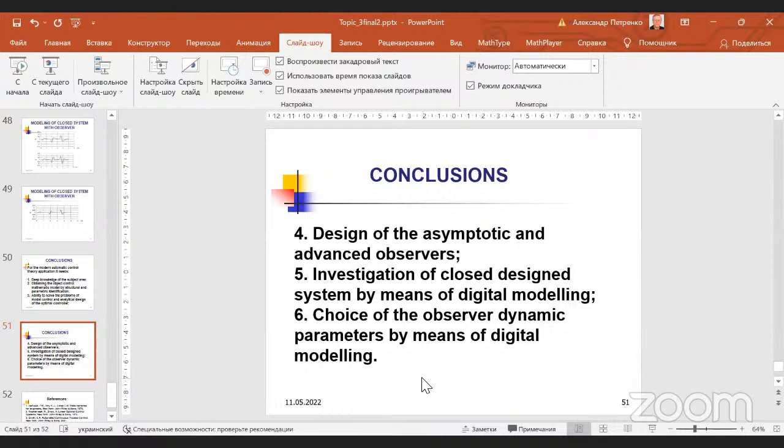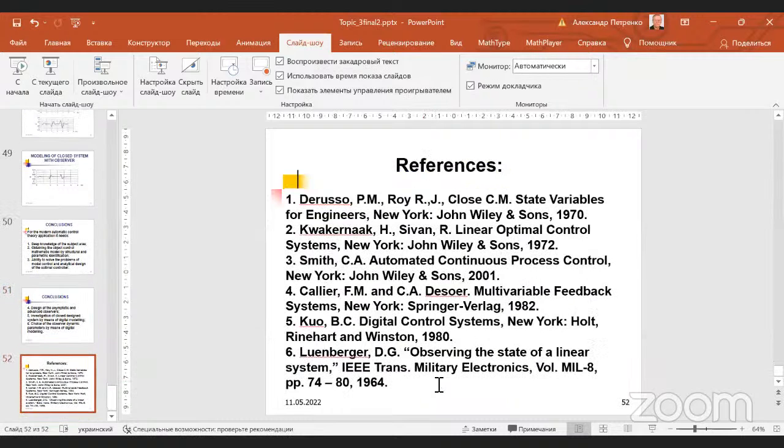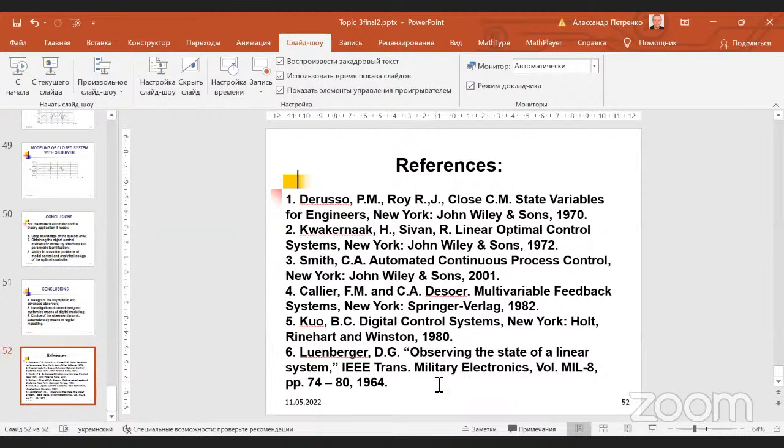And also maybe it needs to be added to this conclusion, it needs to underline that all obtained results can be realized in some digital form by means of microprocessor technology. So this finishes my summary presentation.